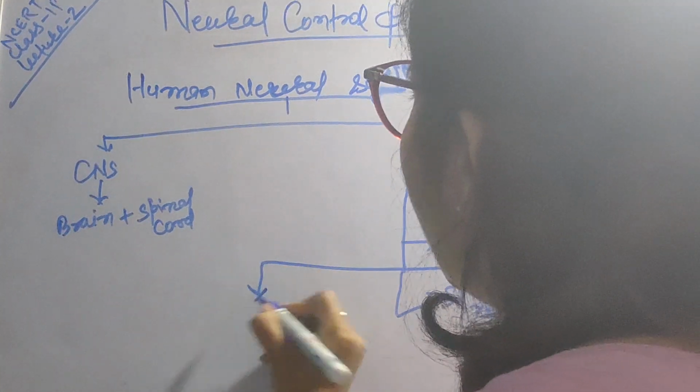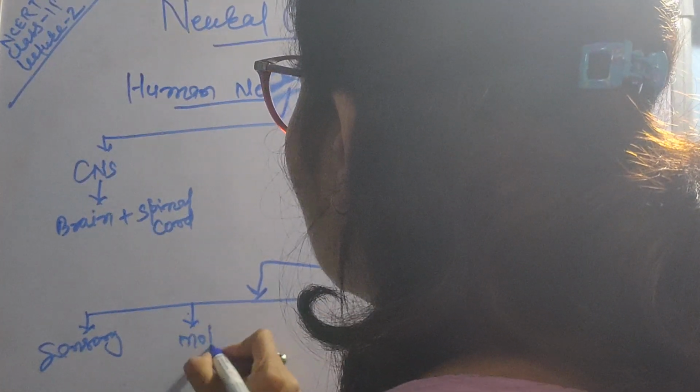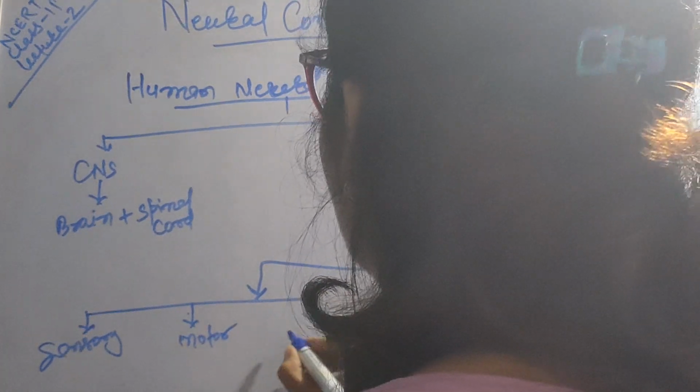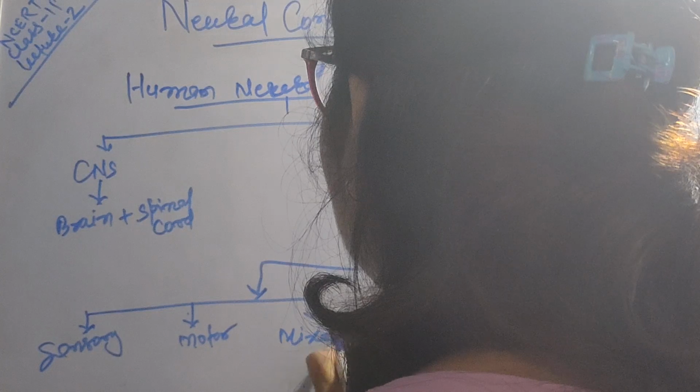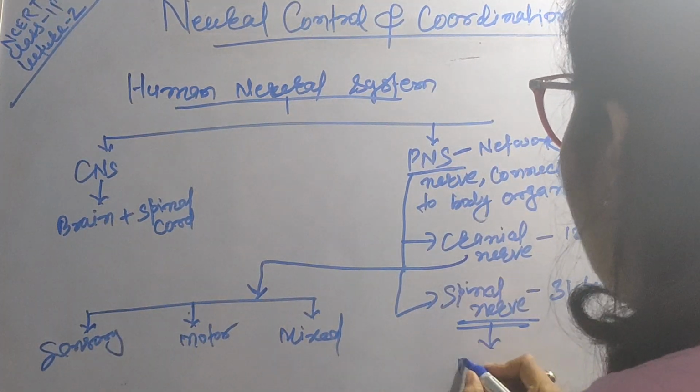Cranial nerves are divided into three types, that is sensory, motor, and mixed type. And all the spinal nerves are only mixed in nature.